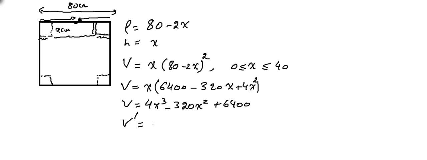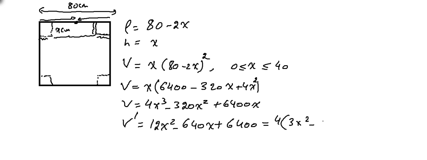We do the derivative of the volume. It will be 12x squared minus 640x plus 6,400. The derivative of 6,400x is 6,400. This is the derivative. Let me factorize. We take 4 in common. What we got is 3x squared minus 640 divided by 4, it's 160x, plus 1600.